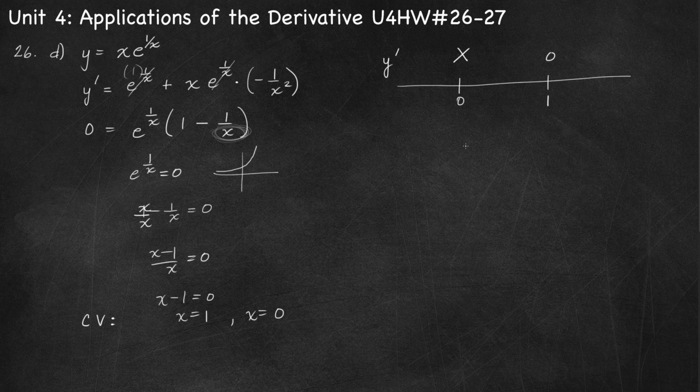The original function y is also undefined when x equals 0. So if we do get a sign change here, we can't call that a relative max or a min because the function is not defined at 0. That's not part of our domain. But we'll see what happens when we try our test points.